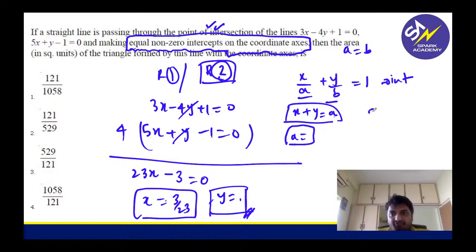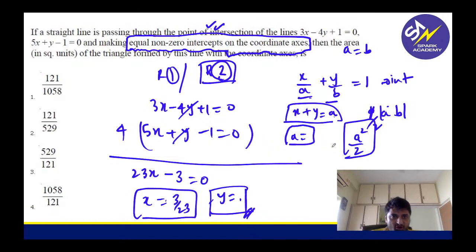So what is the area formula? Half times a into b, right? Or a is the same, so a square by 2 you will get. So everything is calculation based here. Lengthy calculation, that is why I've kept it for round 2. If you feel it is a lengthy calculation, you can do it in round 2. Otherwise, the concept is simple.